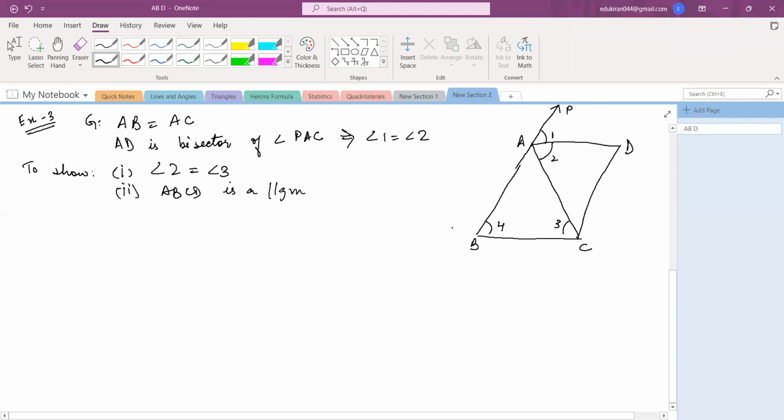And second, we have to show that ABCD is a parallelogram. So it is not given that it is a parallelogram. You have to show it. To show it is a parallelogram, you have to show that the opposite sides are parallel, right? That is the only way to show it is a parallelogram. Okay. So let's do the proof.